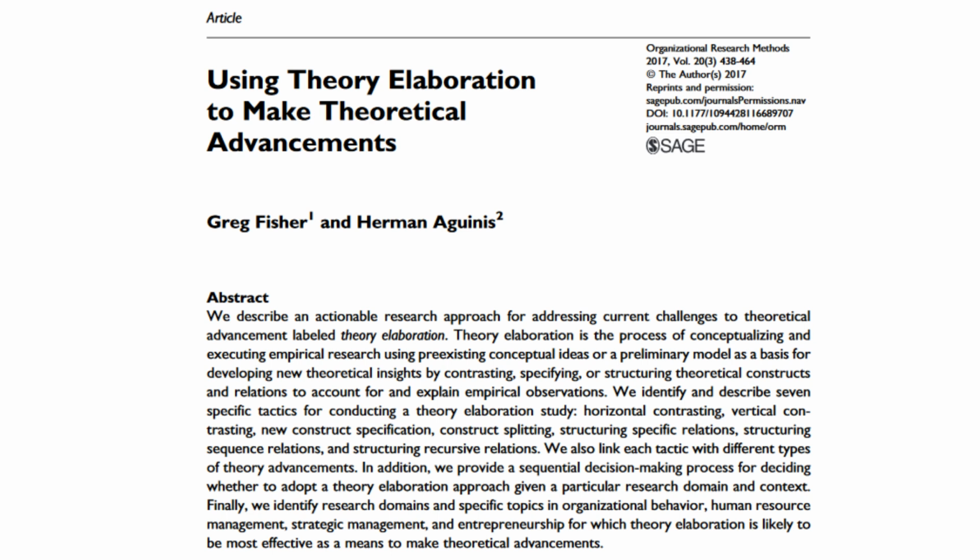So we've got contrasting, which is about looking at the theory from different angles. And then we've got construct specification, which is about refining the theory's concepts. What's the last category? The last category is structuring. And this is all about elaborating on the relationships between the concepts in the theory. There are 3 tactics here: specific relation structures, sequence structures, and recursive structures. Okay, break those down for me.